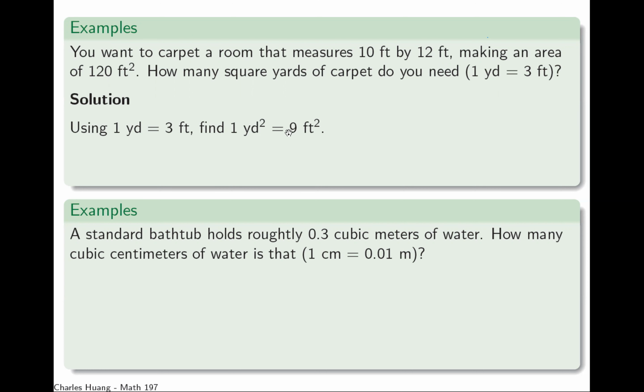Once we know that, we can then take 120 and notice how we have square feet as the unit, right? So I want to put this 9 square feet in the denominator like that. Remember, always put the same unit in the denominator so we can remove it. 120 divided by 9, that gives us 13.3 square yards. The other unit is what's left.